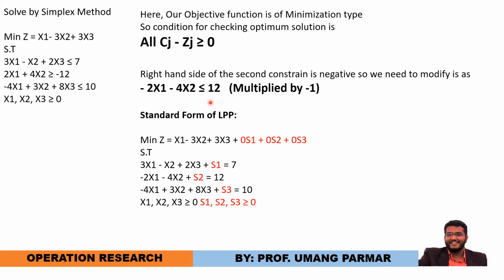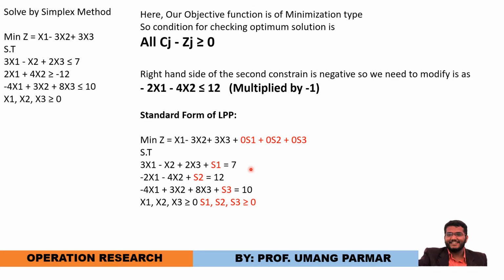Now our standard form of the linear programming problem is: minimize Z equal to x1 minus 3x2 plus 3x3 plus 0 times s1 plus 0 times s2 plus 0 times s3. These s1, s2 and s3 are our slack variables because we have three different constraints, so we are using three slack variables. All our constraints are of less than or equal to type.